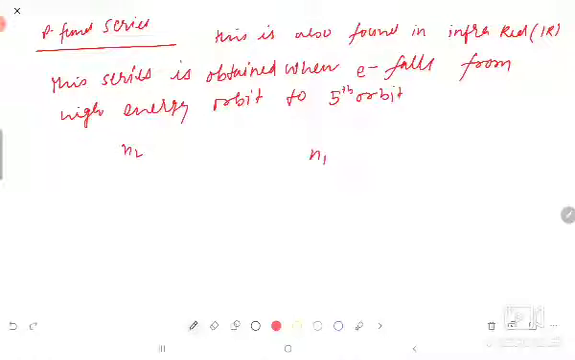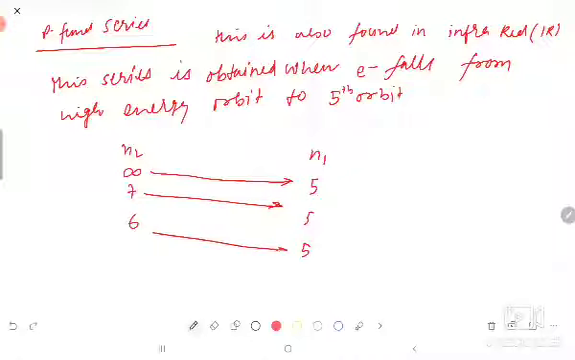So N1 is 5, every time it is 5. And N2 can be infinite, it can be 7, it can be 6. This much is possible. So either the electron can fall from infinite to fifth orbit, or 7 to fifth orbit, or 6 to fifth orbit. That is what is called the Pfund series.